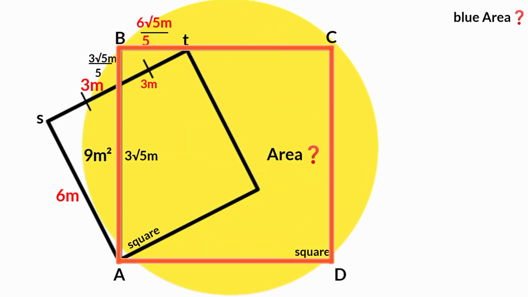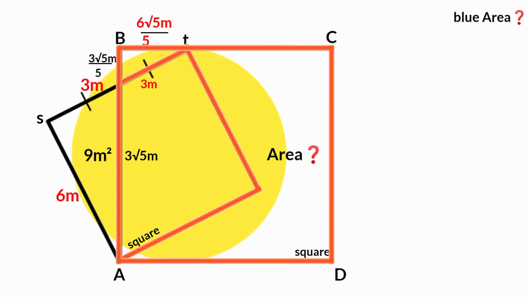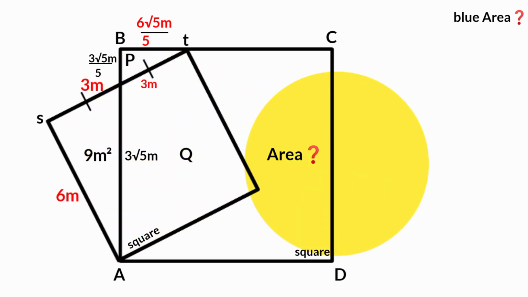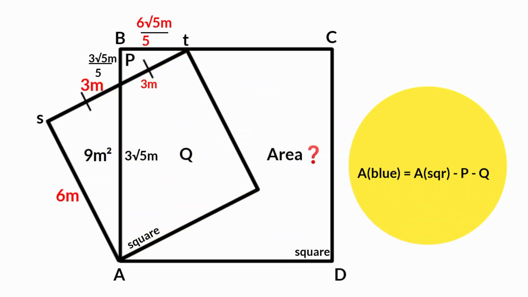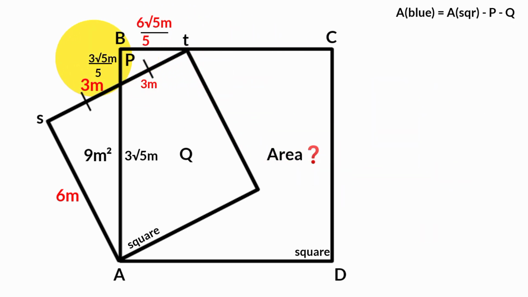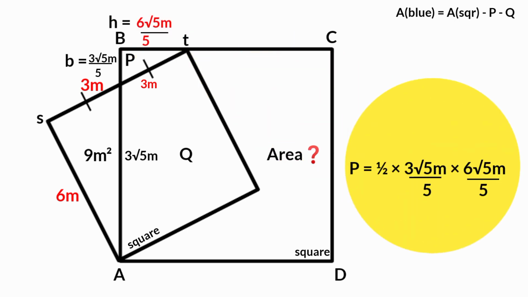Now from this square, if we subtract the area of this quadrilateral and this triangle, we're going to be left with the blue area. So let's say this is P and this is Q. That is, area of blue equals area of square minus area of P minus area of Q. If we take this triangle now, if this is the base and this is the height, its area will be 1 over 2 times 3 root 5 meters over 5 times 6 root 5 meters over 5.